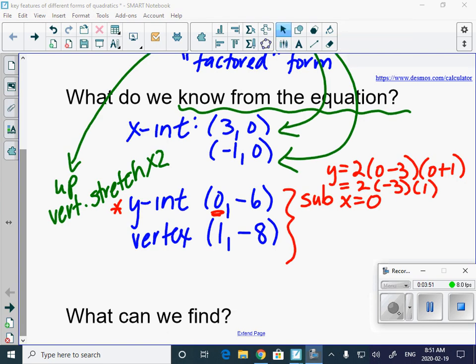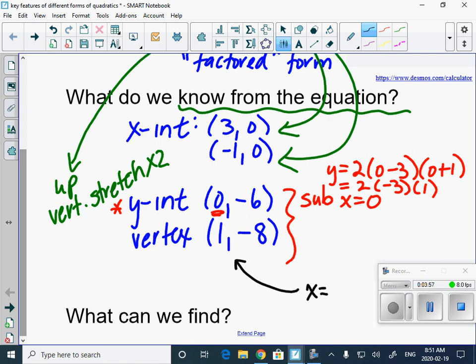So I can find that vertex. It's just going to take me a little bit of work. To find the x value of the vertex, it would be the average of the x-intercepts. So the x value of the vertex would be (3 + -1) divided by 2 to find an average. 3 plus -1 is 2. 2 divided by 2 is 1. So yes, I can find the x value.